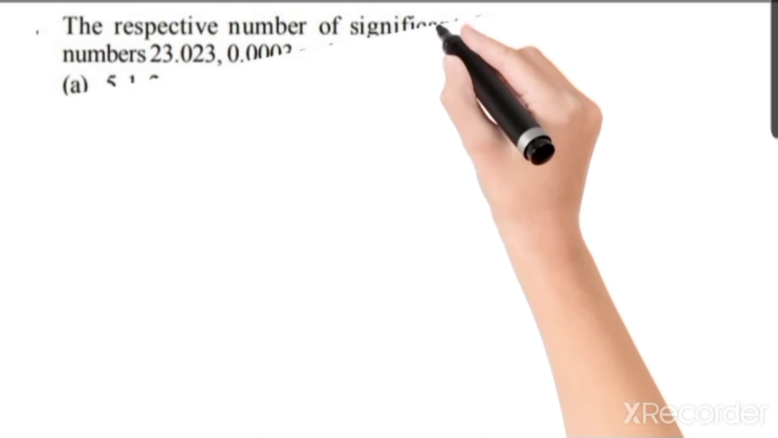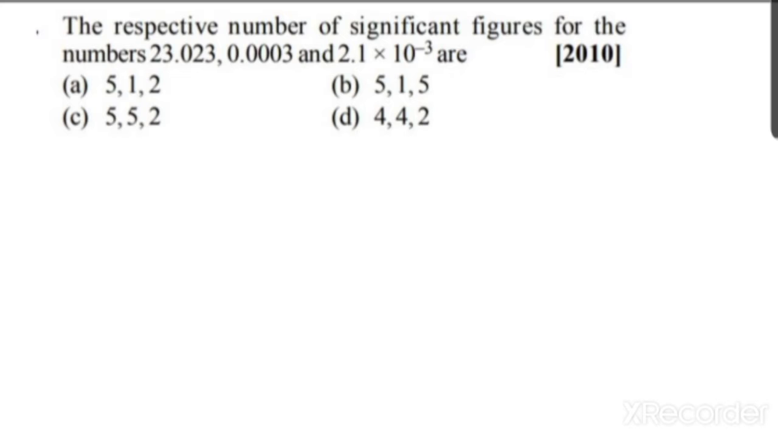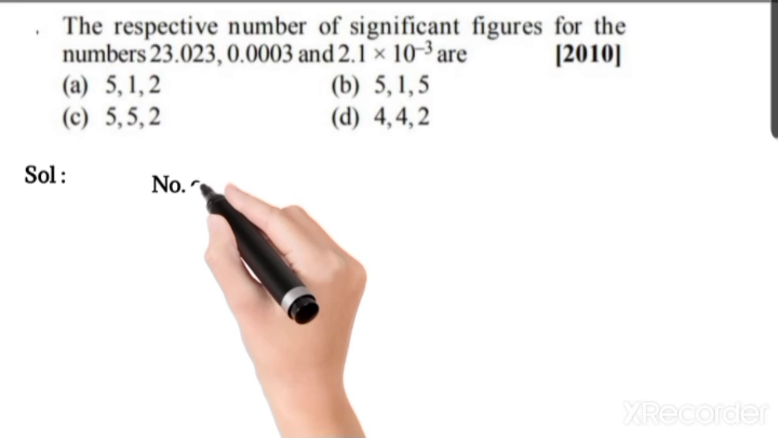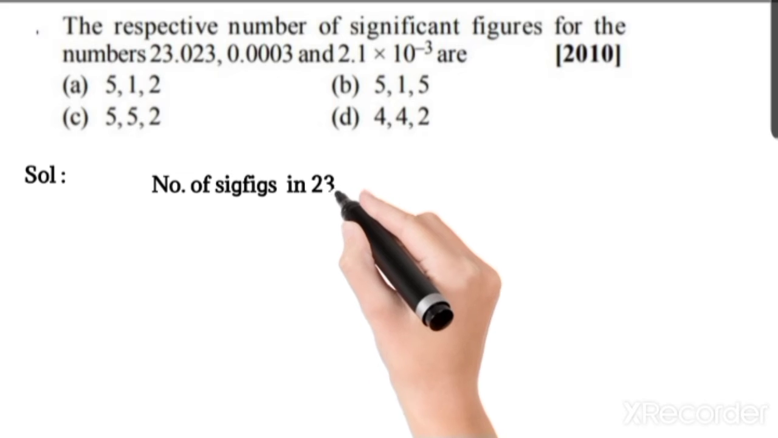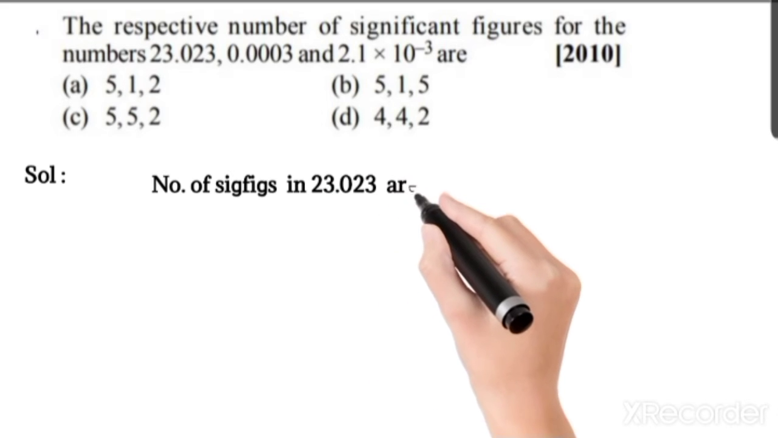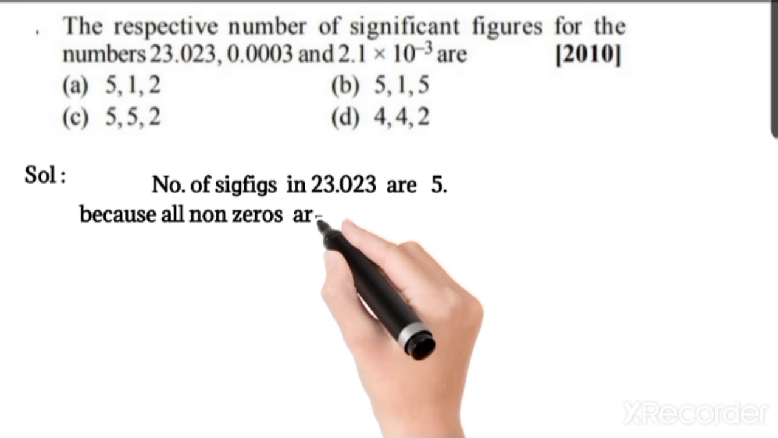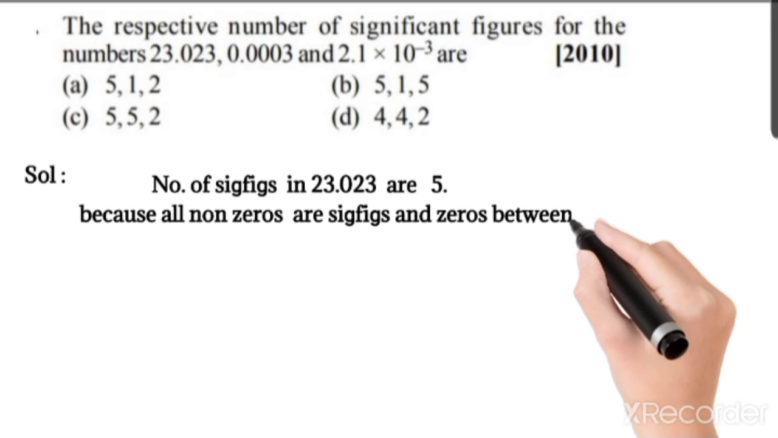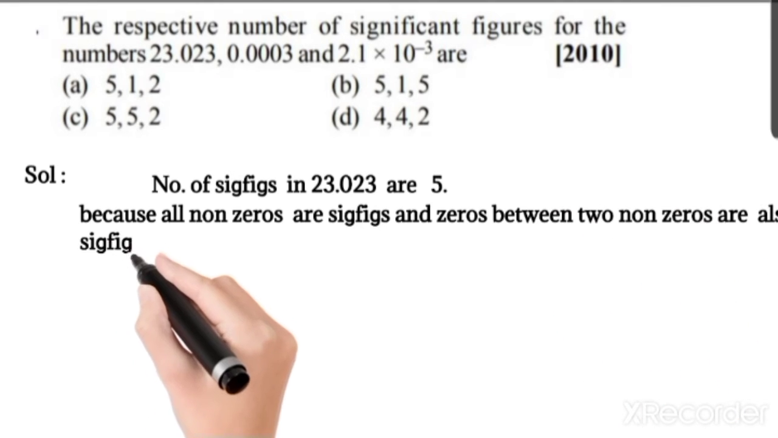Next, it is a problem on significant figures. Here three numbers are given. We have to find out their significant figures. In the first case, the number of significant figures is 5, because all non-zeros are significant and zeros between two non-zeros are also significant.